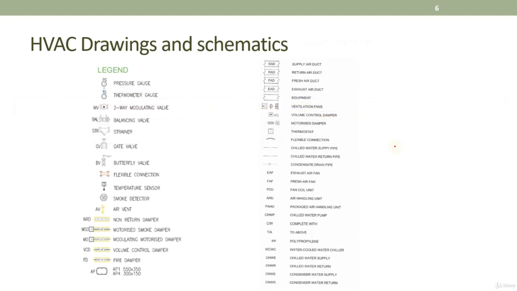And of course, in the same drawing, usually there will be a legend, which you can refer to. But most of the legends will look the same, and once you've seen it many times, you don't have to refer to the legend anymore.